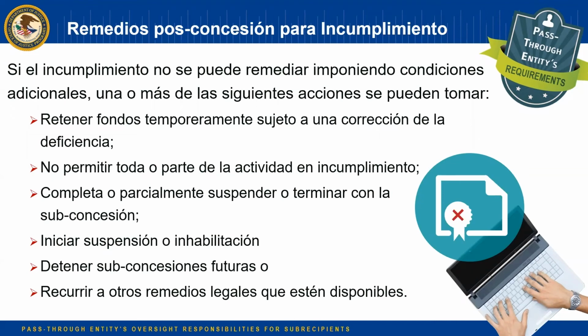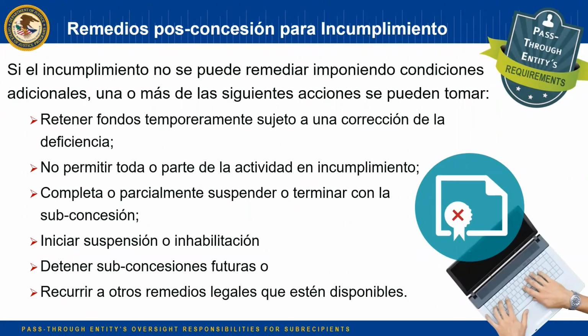You can't just drop the hammer on them all of a sudden for one infraction. You have to give them an opportunity to correct whatever the actual issue is. So things that you can do with your sub-recipient, with adequate notice, is temporarily withhold funds until that deficiency has been corrected. You can disallow certain types of costs.